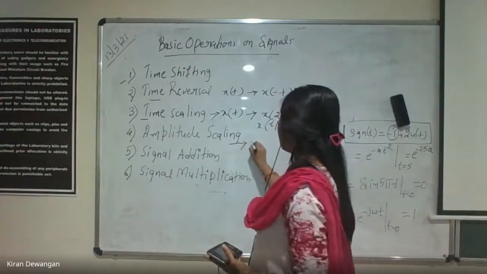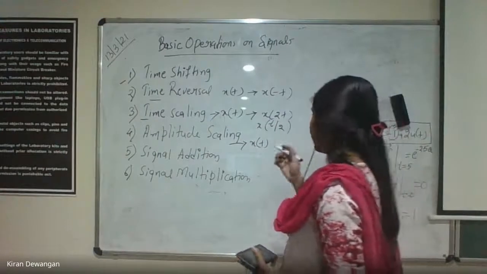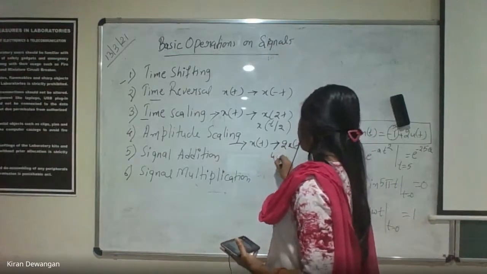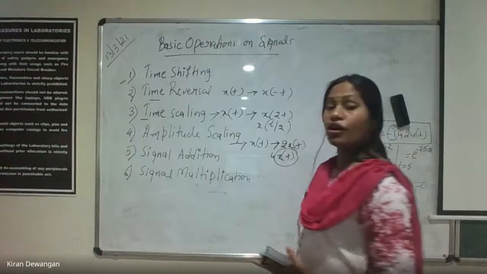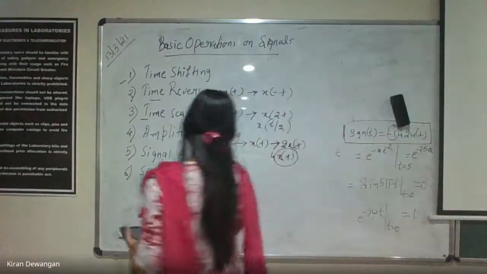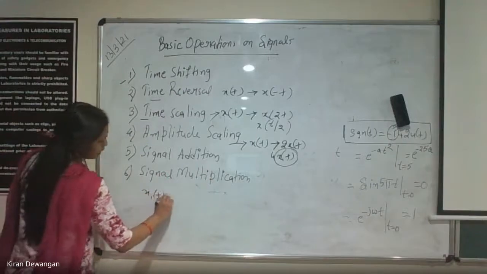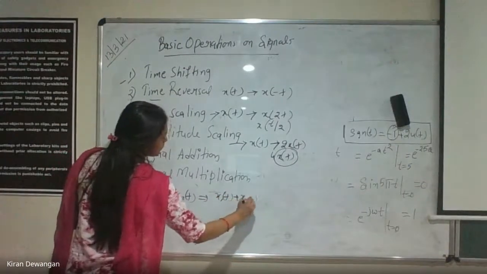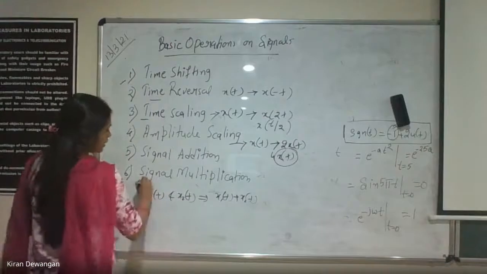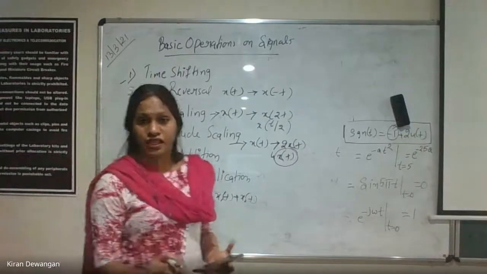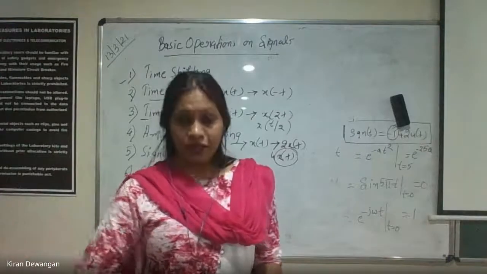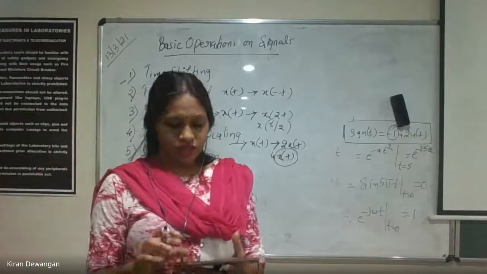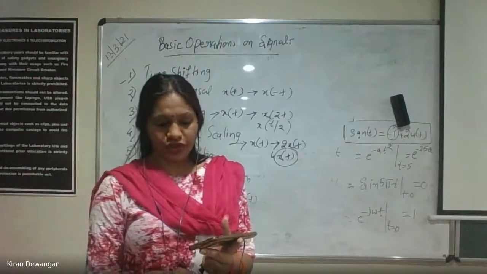Then amplitude scaling. If we are given x of t, it will ask us to plot 2x of t or 4x of t or any value. So that is scaling of the amplitude. Signal addition, if we are given x1 of t and x2 of t and it is asking us to plot x1 of t plus x2 of t, this is the normal signal addition. The signal multiplication, again we are given two signals, x1 of t, x2 of t, and it is asking us to multiply both the signals. So these are the basic operations performed on any of the signals.